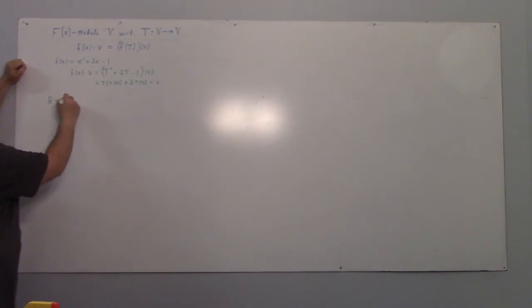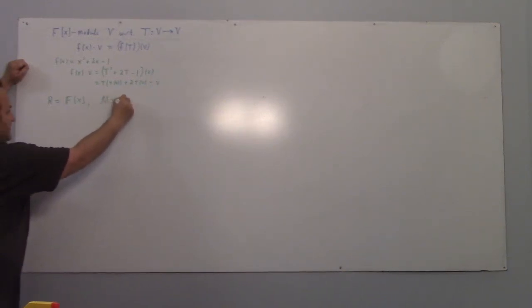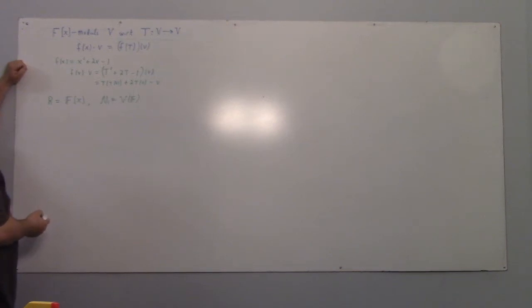Yeah, so here R is equal to f(x), and the module is the vector space over F. And T appears in the module action, right? Yeah.